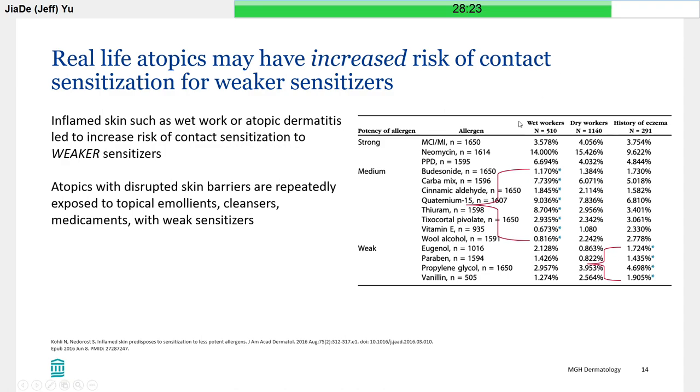You can see in this chart here that medium sensitizers, such as topical steroids, different types of rubber accelerators, and fragrances, were much more likely to be sensitizers in wet workers, and weak sensitizers like certain types of parabens, propylene glycol, which is an emulsifier that I'm going to talk about in a little bit, as well as different types of fragrances, were more common sensitizers in people with a history of atopic dermatitis.